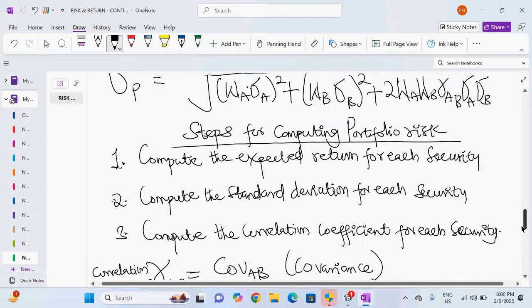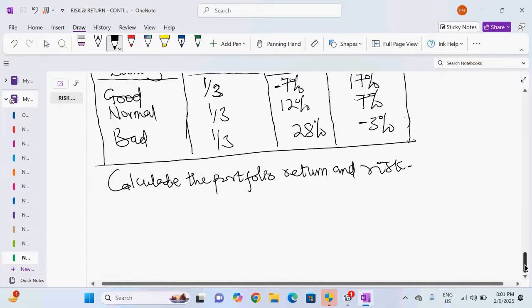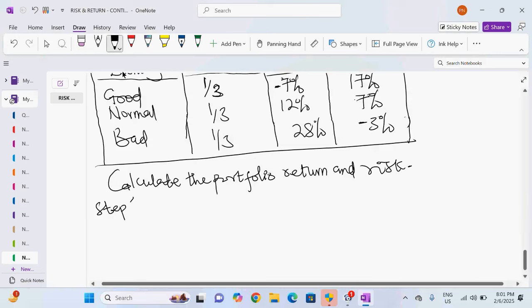I believe last time I told you we use expected return because we have probabilities in the question, right? This is a future expected rate of return because of the probabilities. Remember, when there were no probabilities, we use the average return. So step 1, compute the expected return for each security.